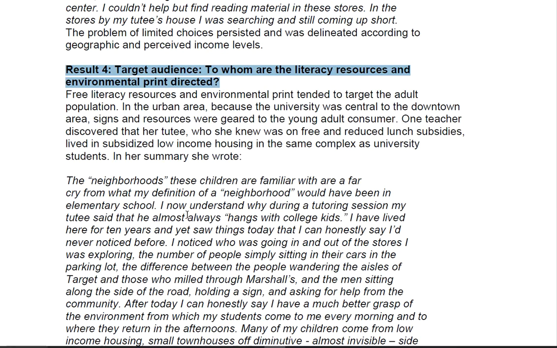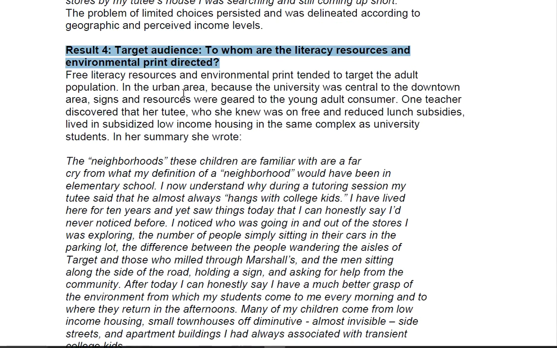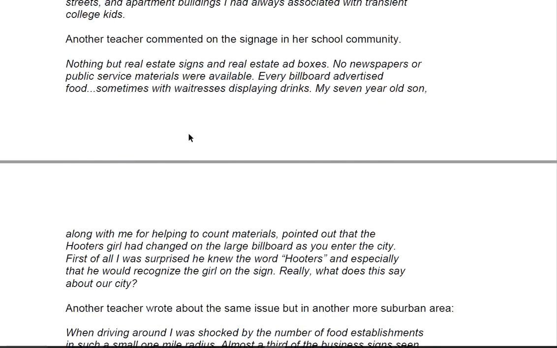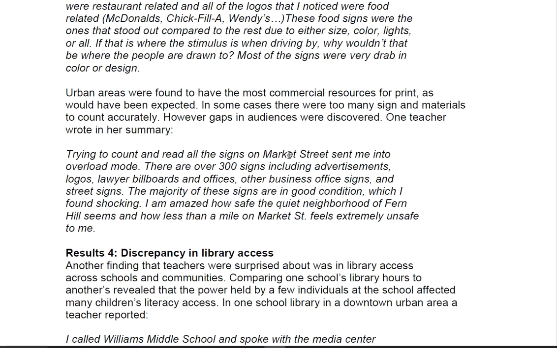This is just examples of that result. So this result was talking about the target audience. To whom are the literacy resources environmental print directed? So she went through and looked at what kind of libraries were around, what access they had to buying books and to free books, and then that's the explanation. But then she gives you all this background supporting evidence that she gathered while she was doing her research.